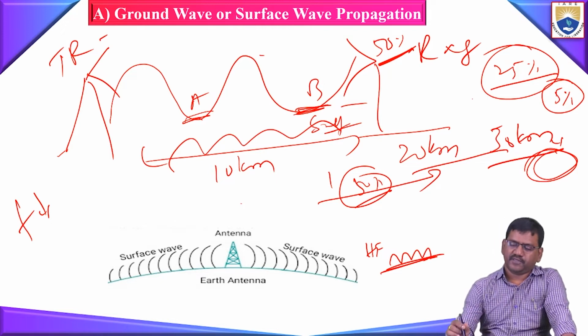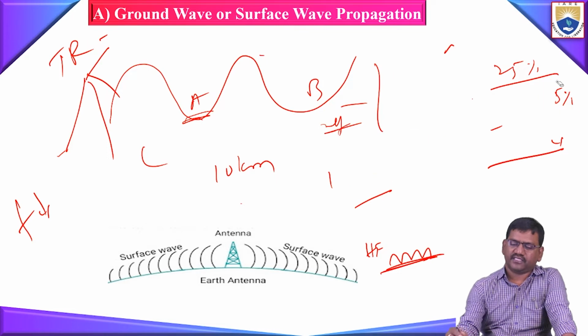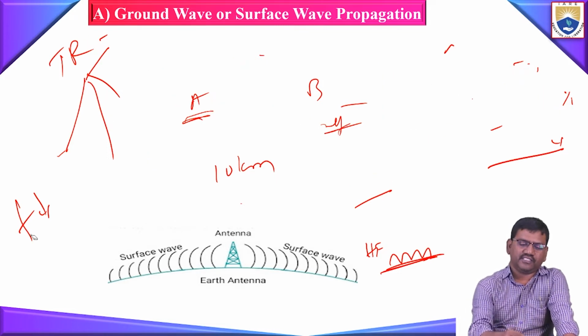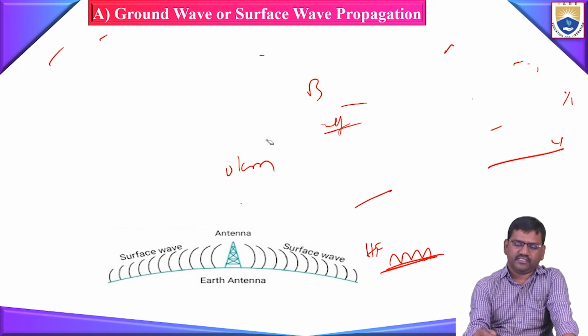So these are the two aspects which we can see here in ground wave propagation. One is the low frequency signal. The other one is the short range communication.